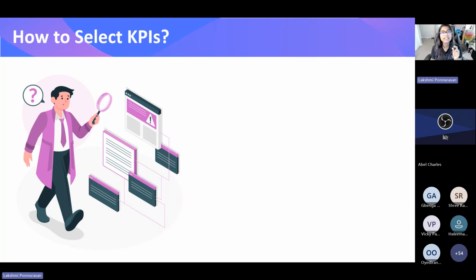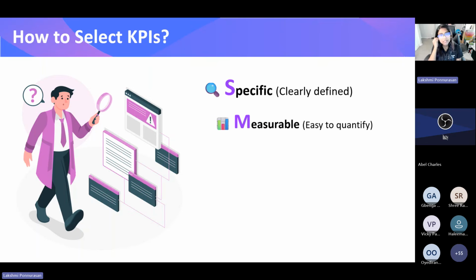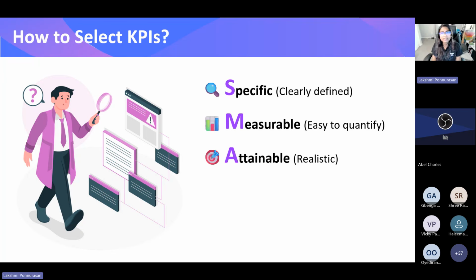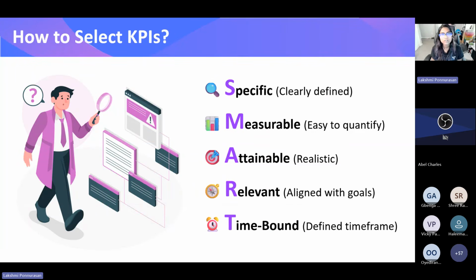I use a SMART framework where S stands for specific. The KPI should be clearly defined and specific to a single goal or area. M stands for measurable. It should be easy to quantify with the data that you have. A stands for attainable. They must be realistic and achievable. R stands for relevant, aligned to your business goals and objectives. T stands for time bound. They should always be measured within a defined time frame, be it daily, monthly, or quarterly. This is something you should always keep in mind when you select KPIs.